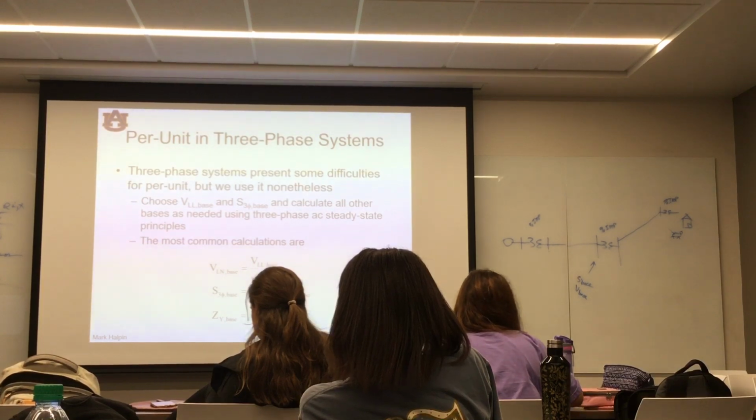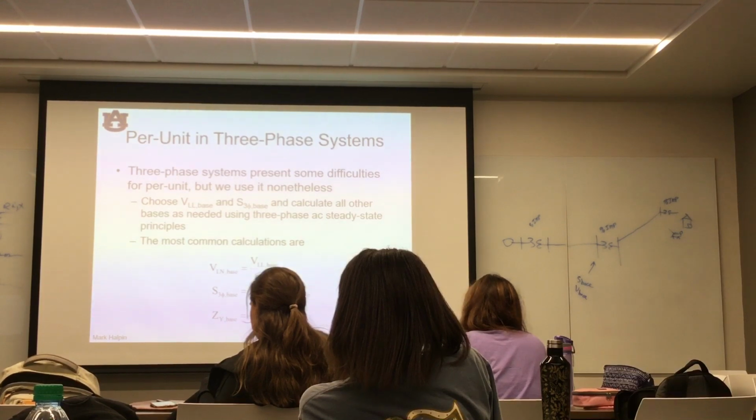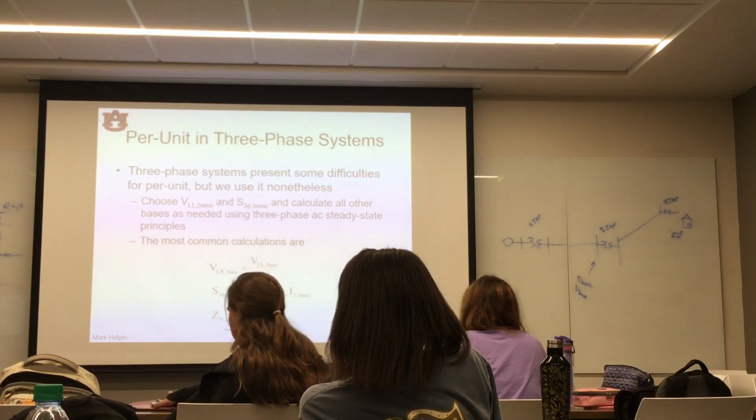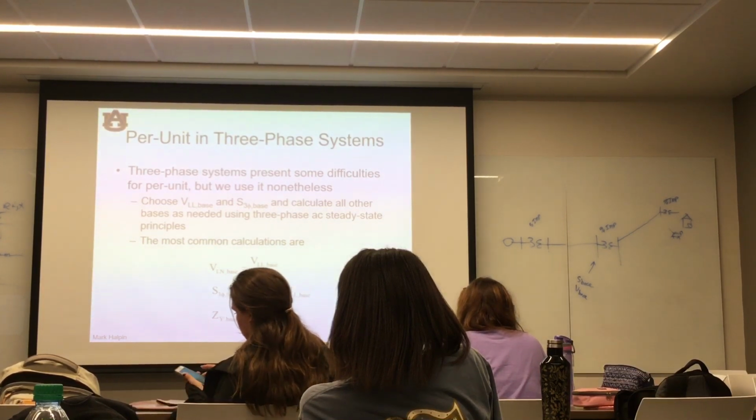Apparent power, S three phase, no bar. That's what we pick. You can pick the square root of three times pi for that value if you want to, but we've talked about why that's a little bit silly. Pick something reasonable.